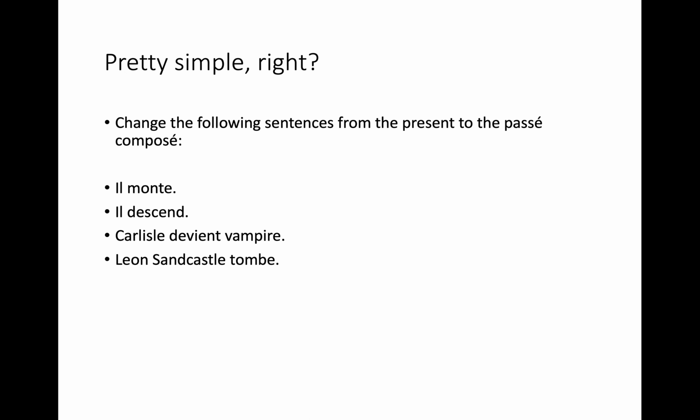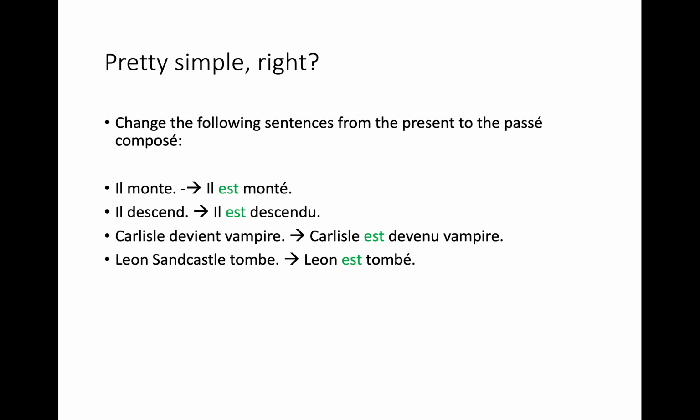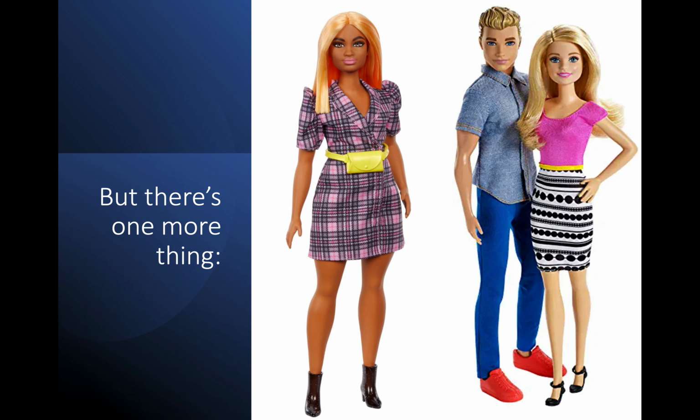Okay, so now change the following sentences from the present to the passé composé. You should hit pause and do it and then check. Pause. Okay, il est monté. Il est descendu. Carlyle est devenu vampire. Leon Sandcastle est tombé.